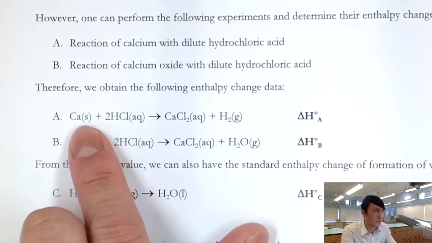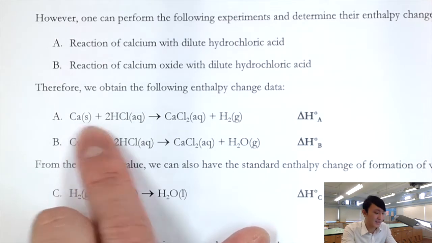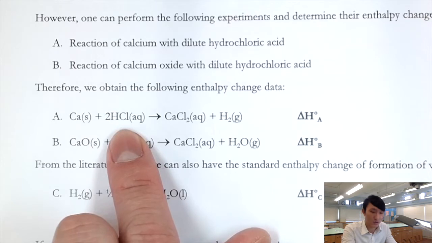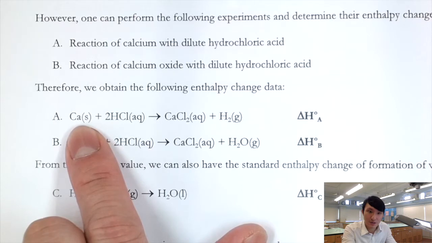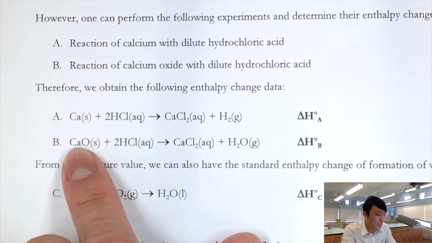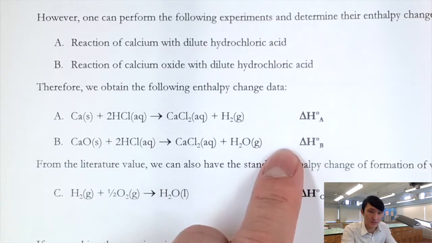Think about it, you just have to measure a certain mass of calcium granules, add it into a certain quantity of hydrochloric acid, and measure the temperature of the hydrochloric acid before and after the experiment. The temperature difference would be the delta T. Using the mass and the specific heat capacity of water, we can find out the heat change, and based on the quantity of calcium that we used in the first place, we can find out the enthalpy term easily. Similar idea goes for B as well. So in other words, these two terms can be easily determined using a simple calorimetric experiment.